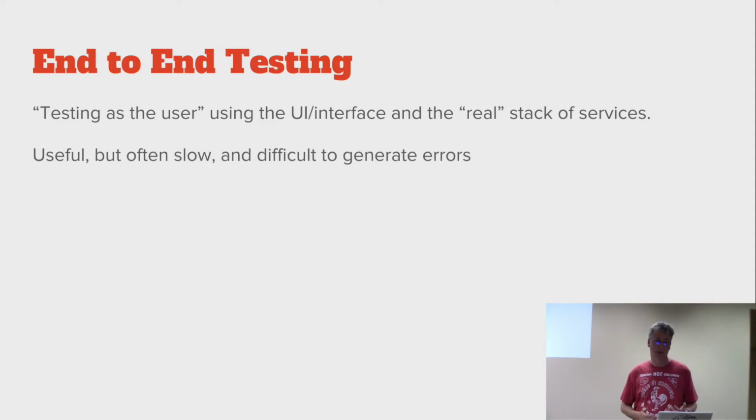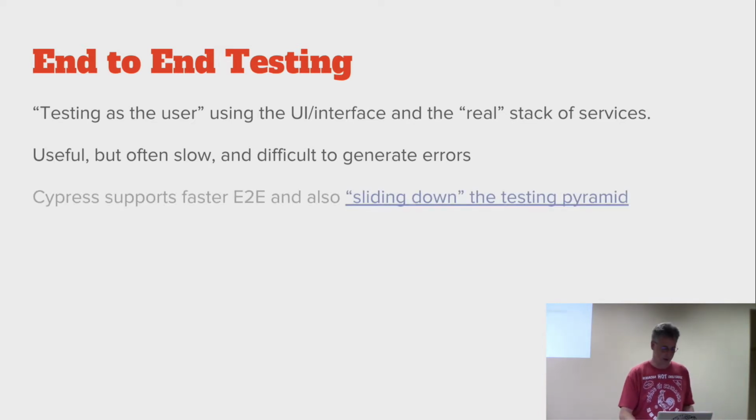They're really nice, but because you're going clicky, clicky, clicky, typey, typey, typey, this can be a lot slower than hitting some APIs, right? And one of the other problems with it is it's hard to see what happens when errors occur, because supposedly the system's working right, those errors won't be showing up. So Cypress was kind of built around end-to-end testing and really more towards integration testing.